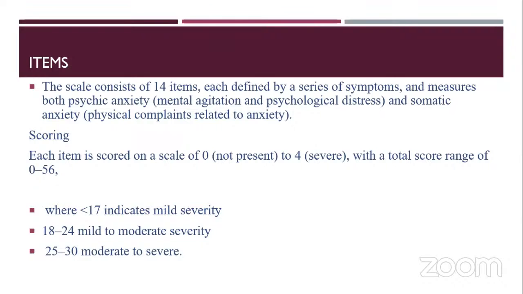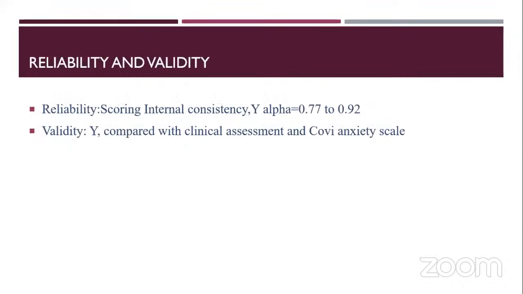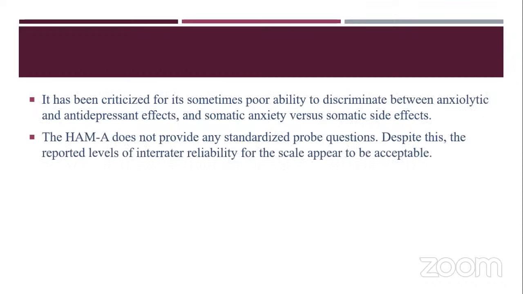Scoring is 0 to 4 per item, and the total score ranges from 0 to 56. Below 17 indicates mild severity, and 25 to 30 is moderate to severe. About the reliability, it is 0.77 to 0.92. The clinical assessment, when compared to the COVI anxiety scale, has good validity.